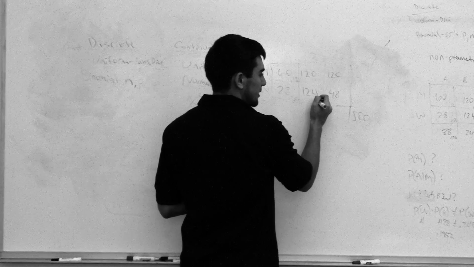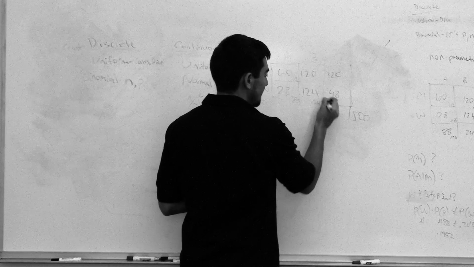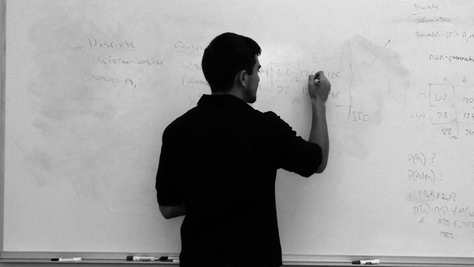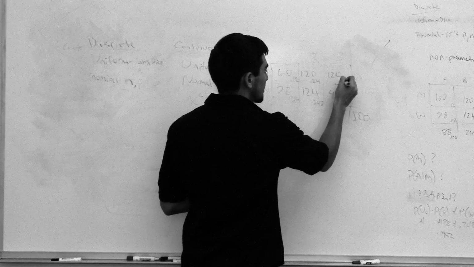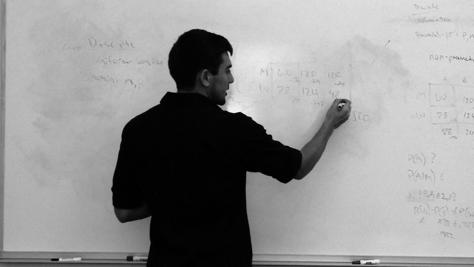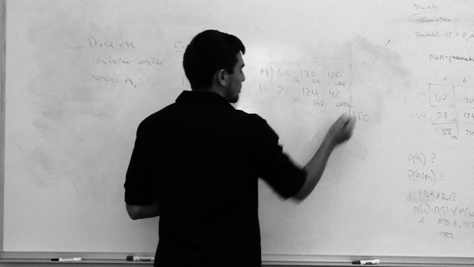124 divided by 500 is 24.8%. 120 and 120 divided by 500, each of those are 24%, 24%, and 48 divided by 500 is 0.096.